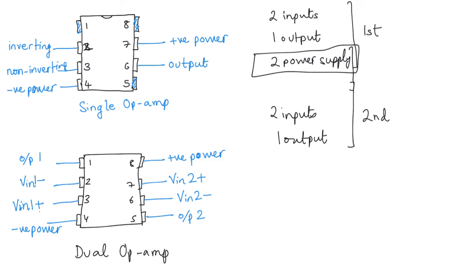You could also make quad op amps. Usually quad op amps would have 14 pins, and they would have 4 op amps in the same package. 14 pins, and that is 4 op amps. And the idea basically is just to give us more functionality in less physical space.